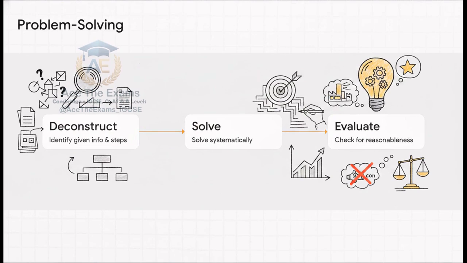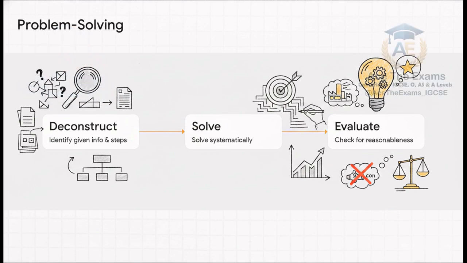To make that critical analysis totally systematic, use this 3-step problem-solving framework. Deconstruct, solve, evaluate. First, deconstruct. Identify the given information and break the whole problem into logical steps. What's the input? What's the potential error? Second, solve systematically. Choose the best validation method or error message format for the job.